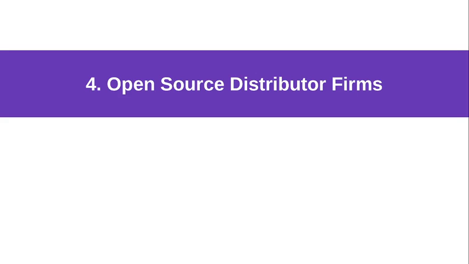So, that's the single vendor and the occasional multi-vendor open source, one basic pattern of commercial open source firms. Now I want to talk about the second one that attracts venture capital, open source distributor firms.